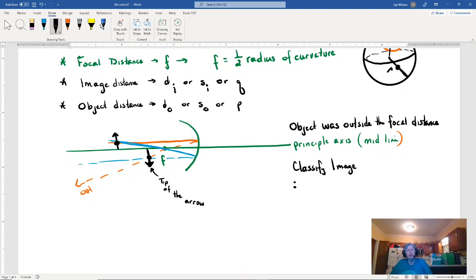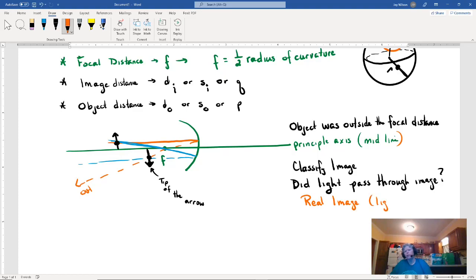So in this case, the first question is, did light pass through the image? In our case, the answer is yes, the reflected light actually goes back through those points we marked. So this is called a real image because light goes there. The light actually goes there.